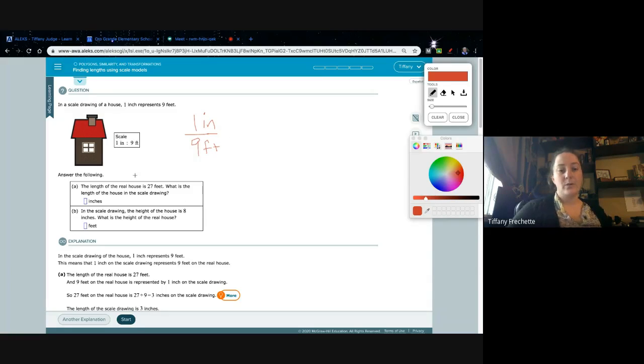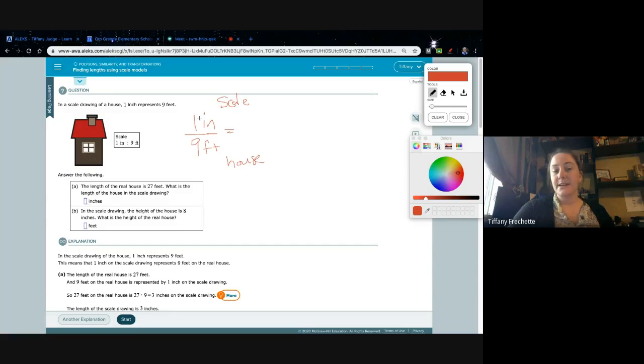And then in order to change it over, they're going to ask a question like, the length of the real house is 27 feet. What is the length of the house in the scale drawing? So scale, sorry, started to spell that funky. Scale was the 1 inch. This is the actual house on the bottom here.